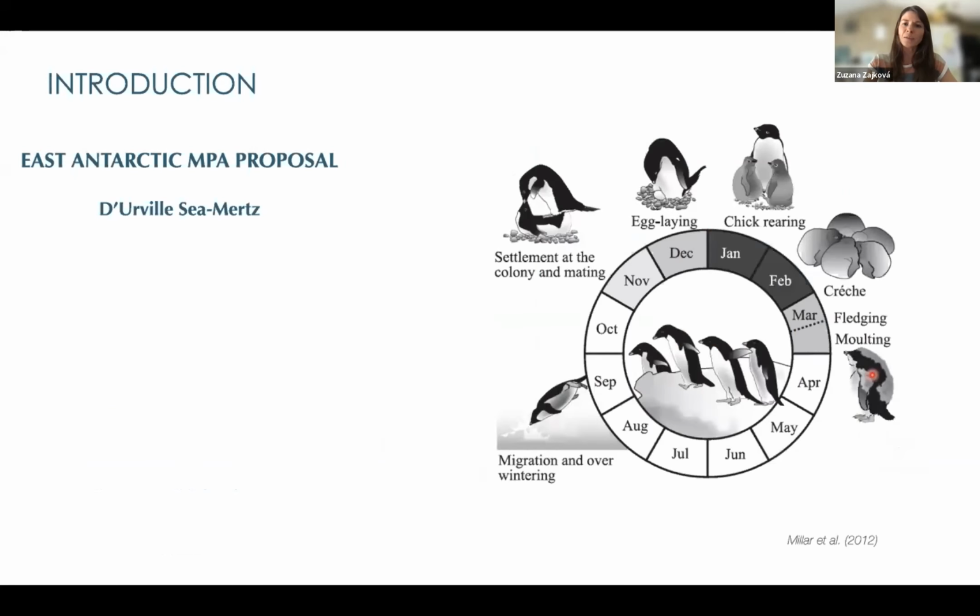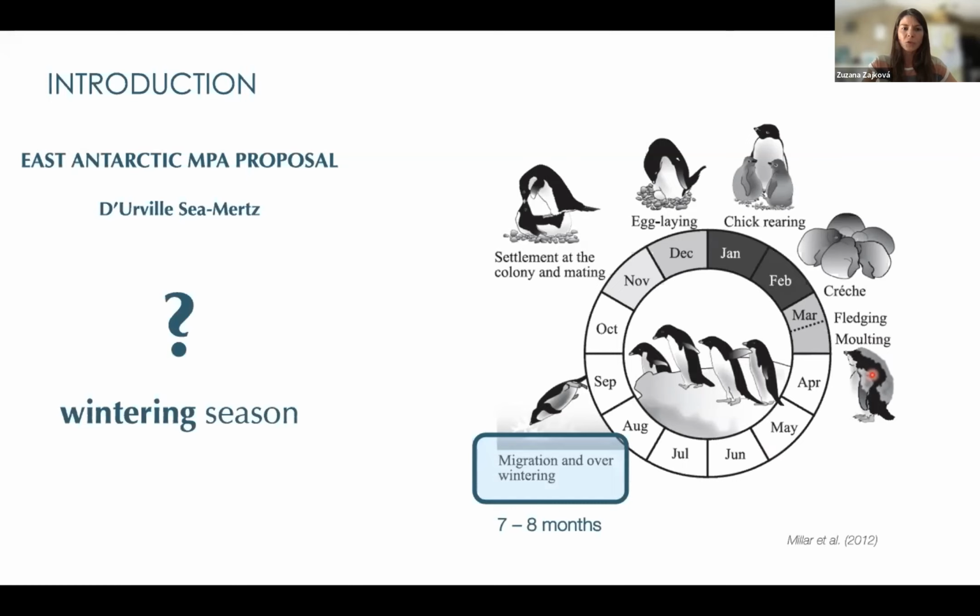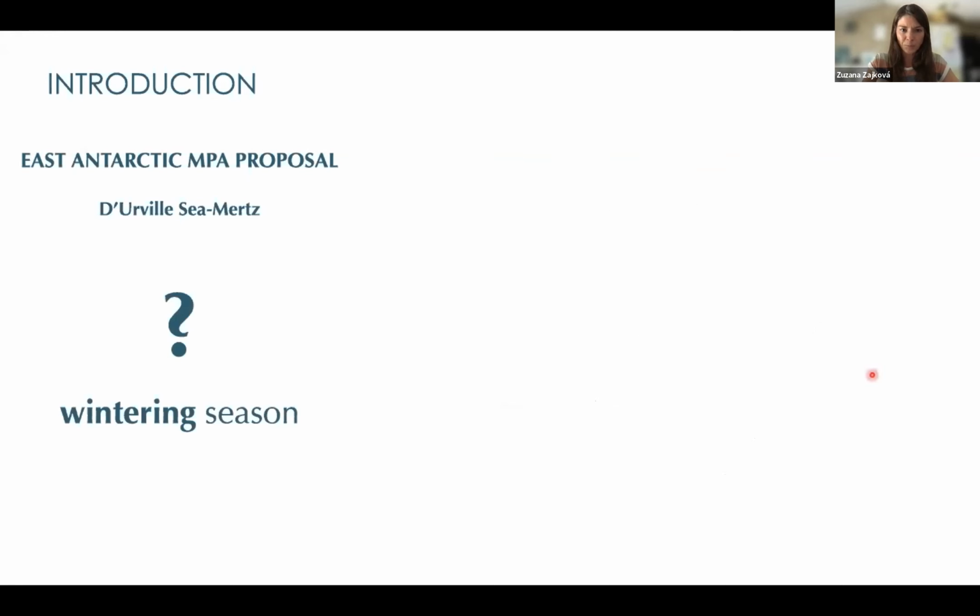However, we know that the Adelie penguins, after the end of the breeding season, spend time in their wintering areas, and may migrate to distant areas, and this wintering period in Adelie penguins may last up to 8 months. Therefore, we are wondering how Adelie penguins would be protected within this marine protected area proposal during their wintering period.